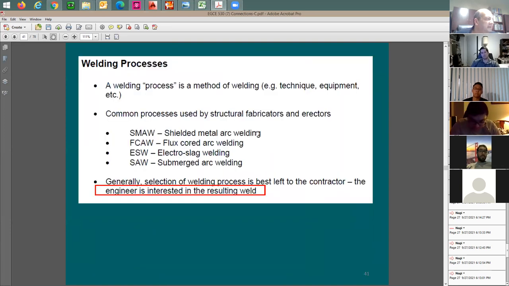Okay, talking about the welding and what the pre-qualified welded connections are. You don't want to start from scratch. You don't want to reinvent the wheel. So what happens is they have all these pre-qualified connections. They are all documented in the steel manual and in the AWS.